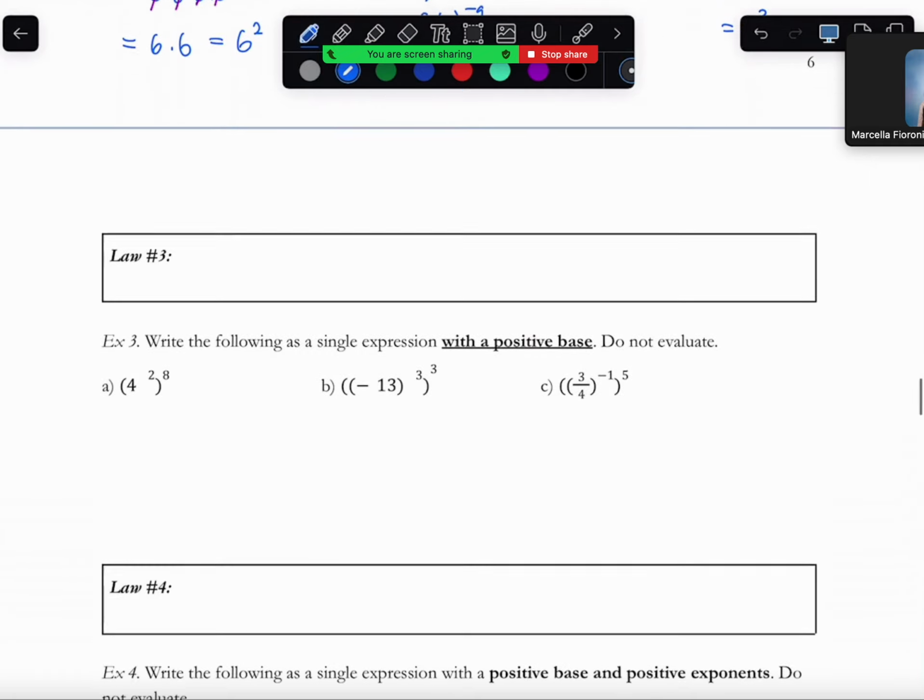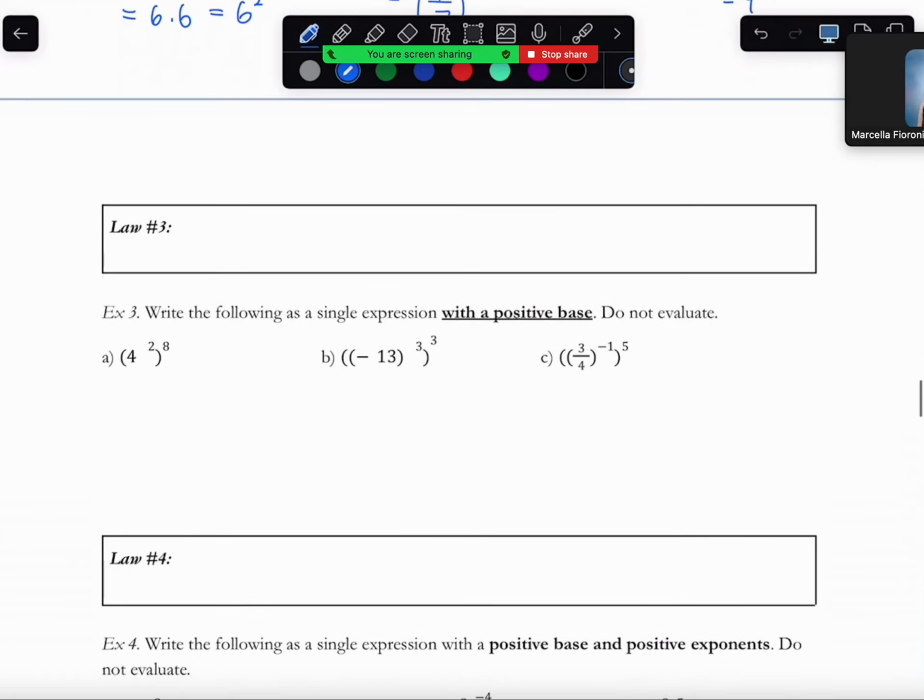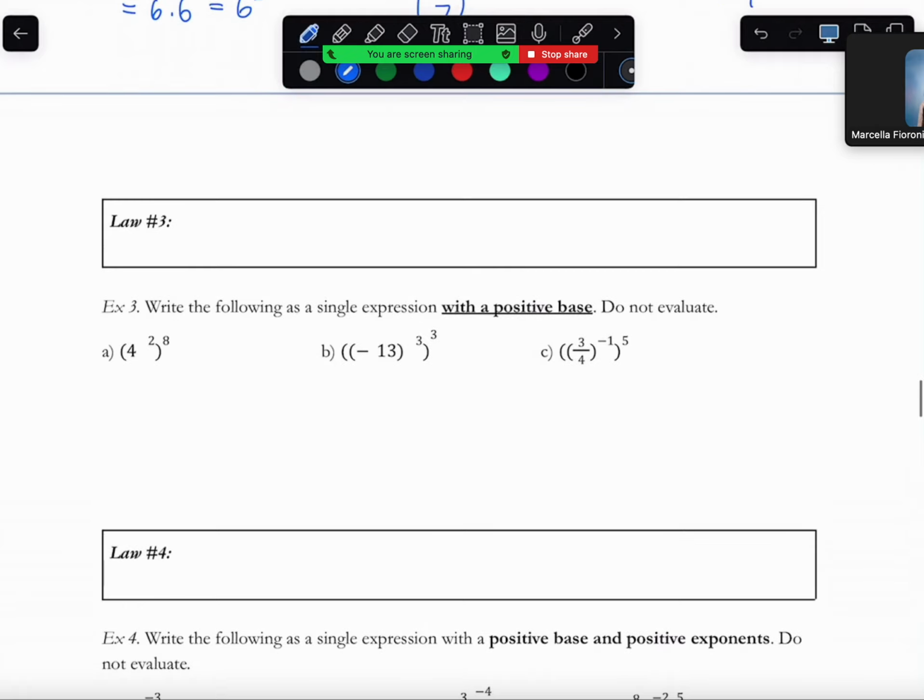Okay, let's move on. Law number 3, it says, write the following as a single expression with a positive base. So I'm going to tell you what that means in a minute, but this one goes like this.